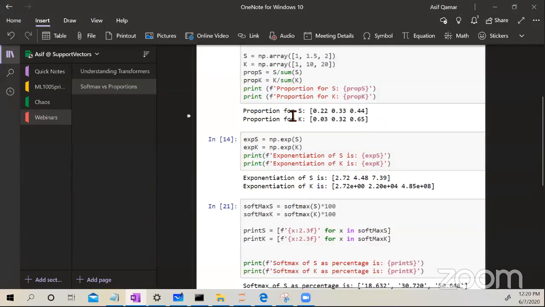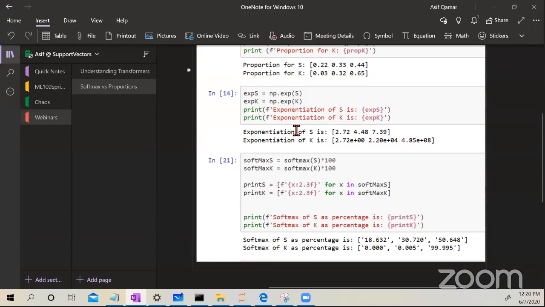But now let us amplify the difference between them. See what happens when you exponentiate the values. I'm going to exponentiate the values of S and K. When I do that, look at the values that come out. The soft values are still within the same order of magnitude: 2.7, 4.48, 7.32, between 1 and 10. But let's see what happens to K.